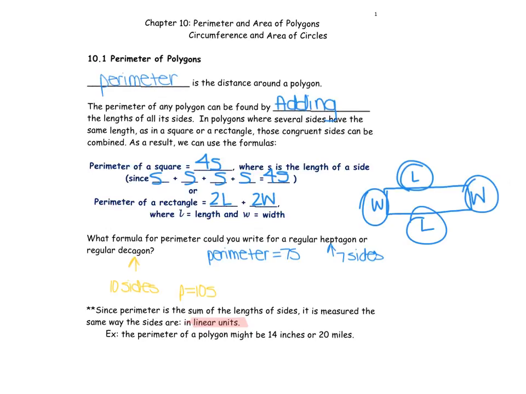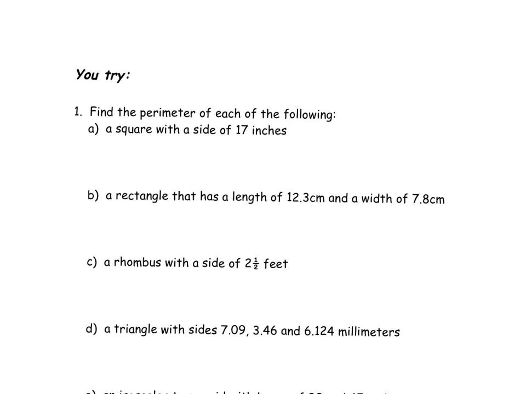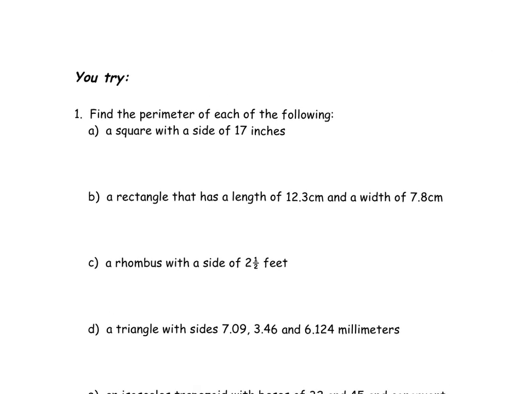Now we're going to go to the next page and go through some examples here. I'm going to skip around a little just so you can see a little bit of each type of question. So if we start with the first one, letter A, find the perimeter of each of the following. A square with a side of 17 inches. I'm going to draw out my square here. The side is 17 inches.